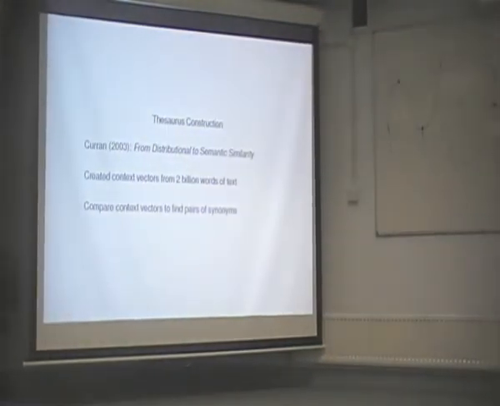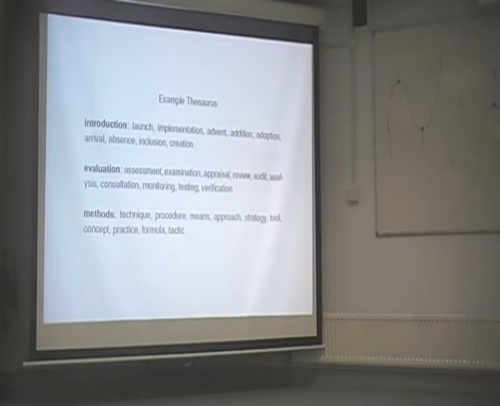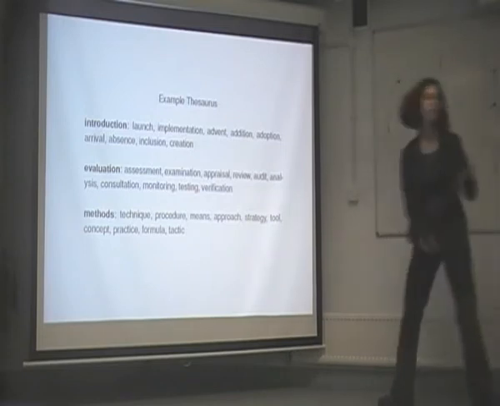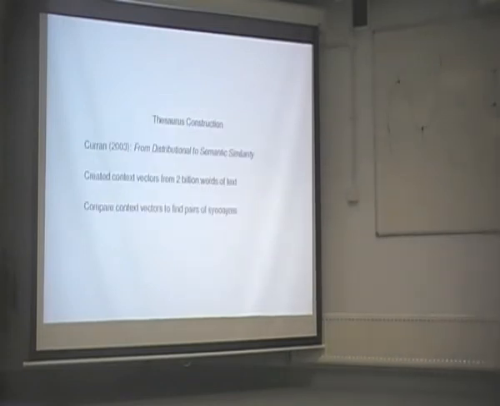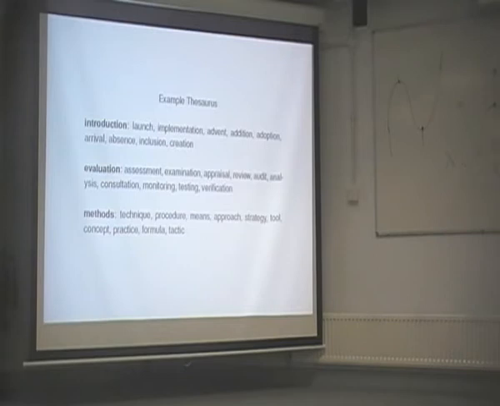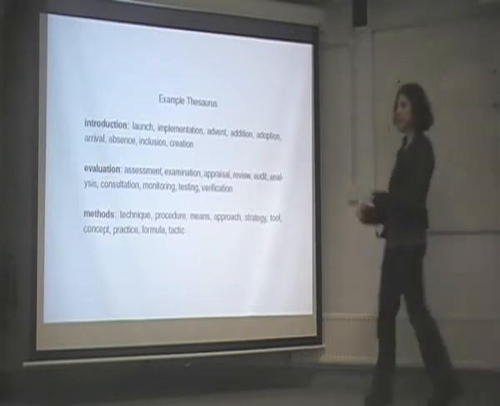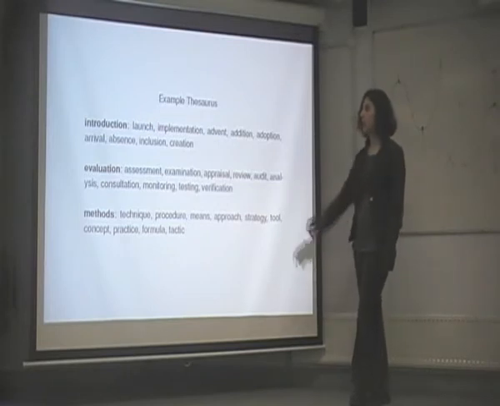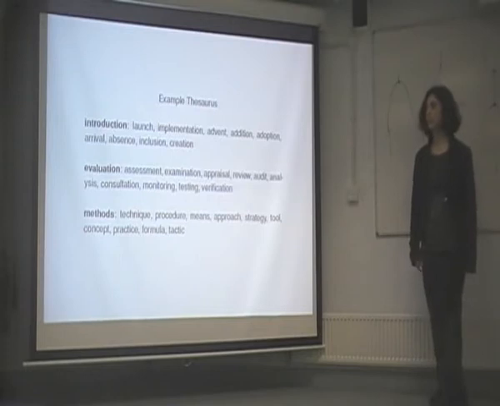So let's see some examples. How does the program work? For example, introduction, in this, how many billion was it? 2 billion words of text. What are the words, using this vector space model, synonymous to introduction? Launch, implementation, advent, addition, adoption, arrival, absence, inclusion, creation.